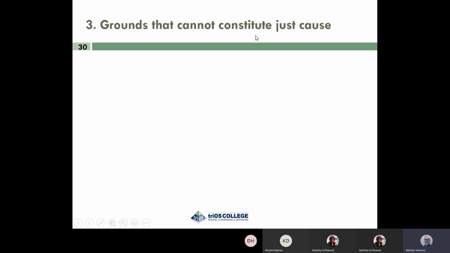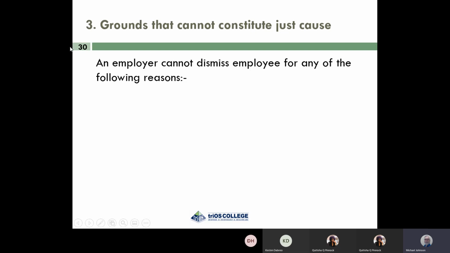Grounds that cannot constitute just cause. So there are exceptions. Employer cannot dismiss an employee for any of the following, and let's take a look at each one of them. Asserting their rights in the Human Rights Code. Remember, all 17 are grounds that they have the right to be aware of and the right to assert.